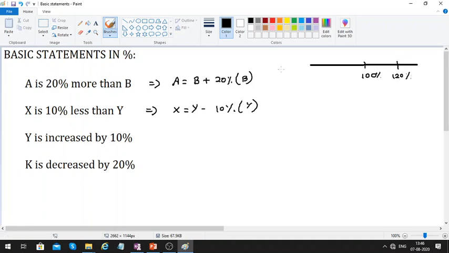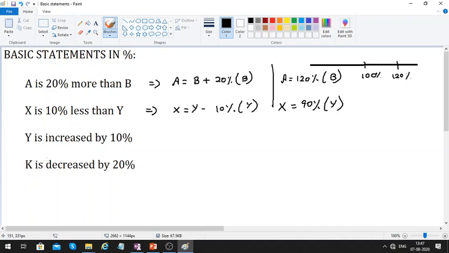So you can directly take the equation as A is equal to 120% of B as well. Both of them are actually the same. B plus 20% of B or 120% of B, they both are the same. Same way, x is 10% less than y. x is equal to y minus 10% of y. Or you can go for directly framing the equation as x is equal to, from 100%, 10% less means 90% of y.